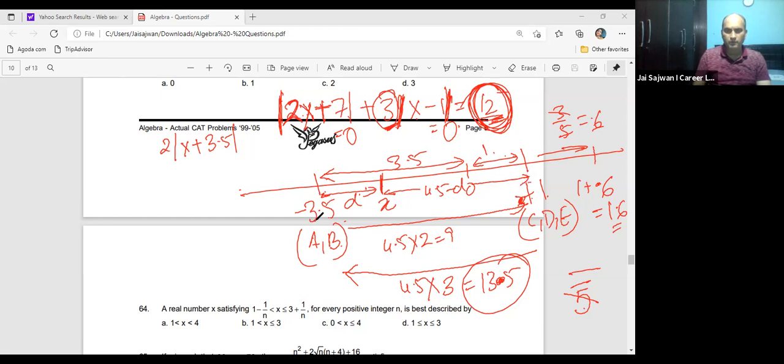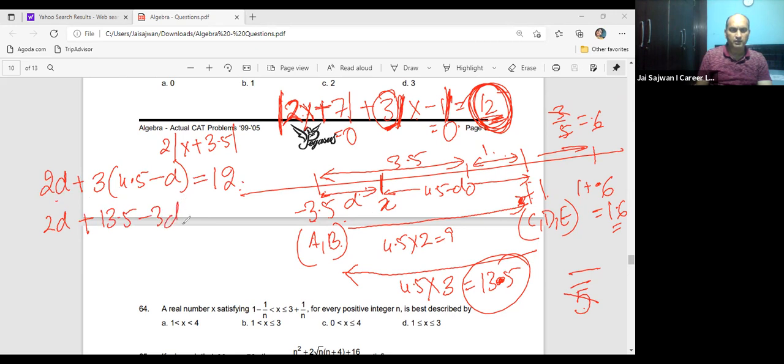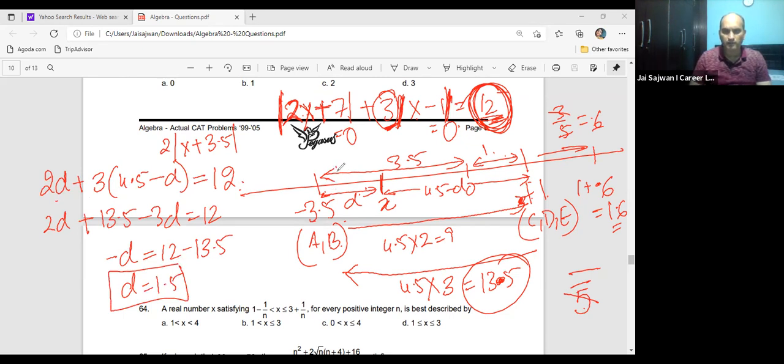Now 2 of the people, A and B, are going to travel distance D, so I'll say 2D. And 3 of C, D, E are going to travel 4.5 minus D. The total distance that I expect them to travel is 12. So what I'll do is, I'll say 2D plus 13.5 minus 3D is equal to 12. So minus D is equal to 12 minus 13.5. That D is coming out to be 1.5. So I know this distance is 1.5 here.